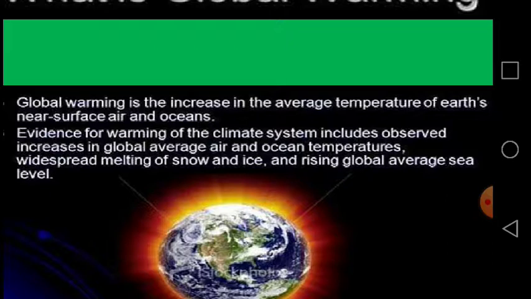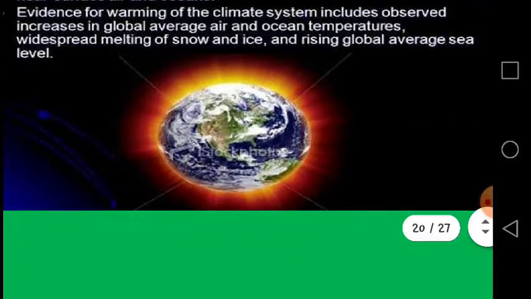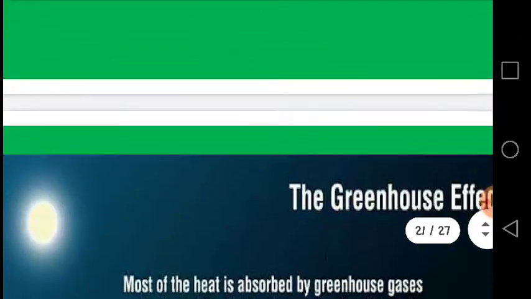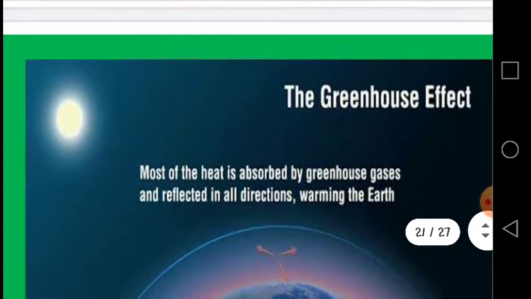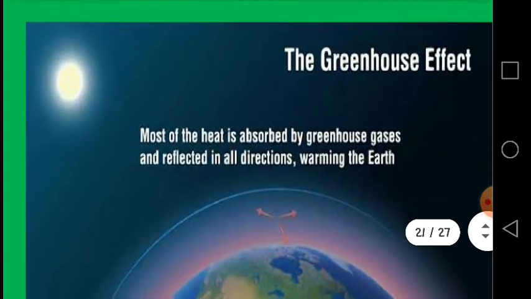You can see that the sea level is increasing. The ice caps on the mountains are melting, the glaciers are melting. This is because of global warming, because the temperature of the Earth's surface, air and oceans is increasing. Now we are going to focus on how global warming is caused.